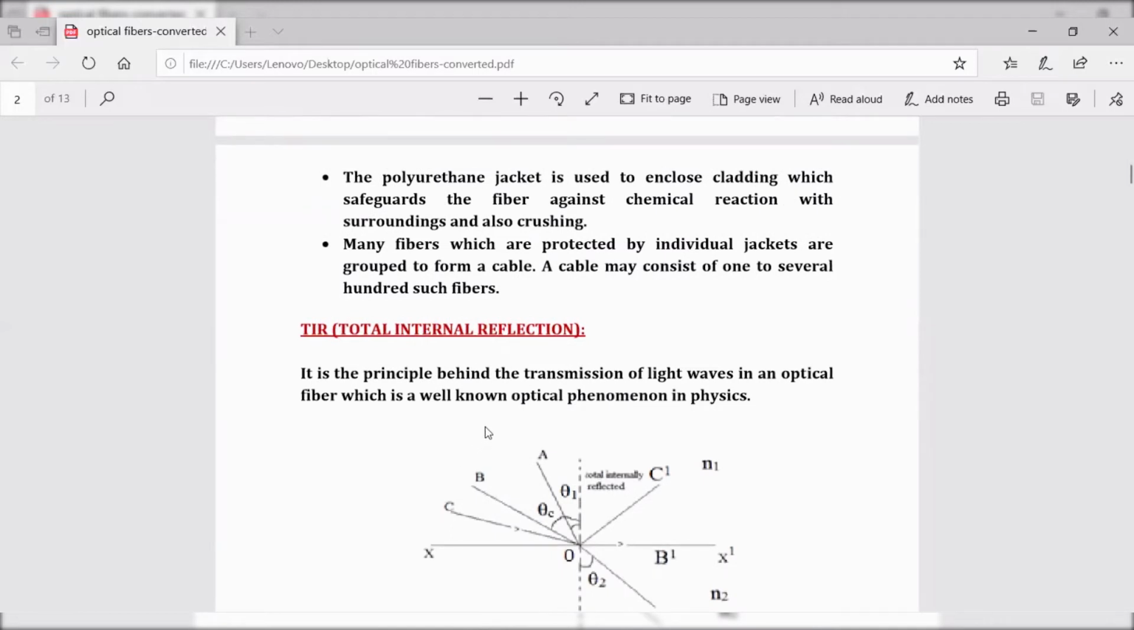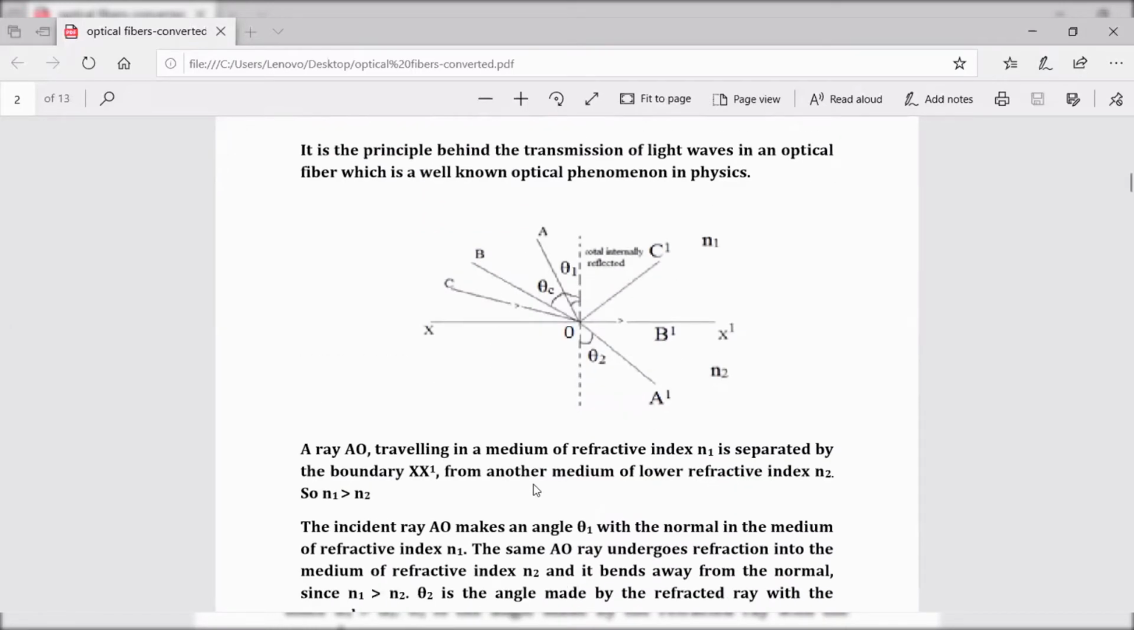So let us know what is the principle behind this optical fiber. We know now the optical fiber works on the principle of total internal reflection. So let us study about this total internal reflection. To begin with, consider a ray AO traveling in a medium of refractive index n1, and this medium is separated by a boundary XX' from another medium of lower refractive index n2. So here n1 is greater than n2.